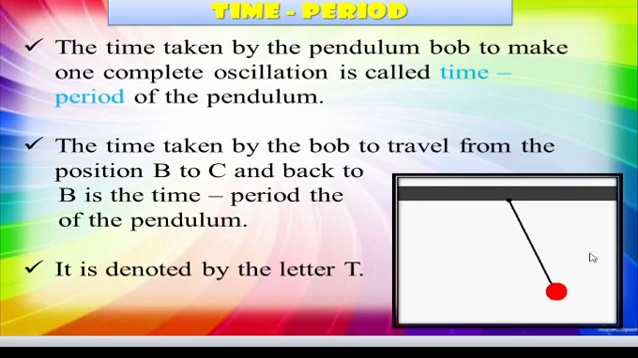Time period. The time taken by the pendulum bob to make one complete oscillation is called the time period of the pendulum. The time taken by the bob to travel from position B to C and back to B is the time period of the pendulum. It is denoted by the letter T. Already we know length is denoted by the letter L. Here the time is denoted by the letter T.